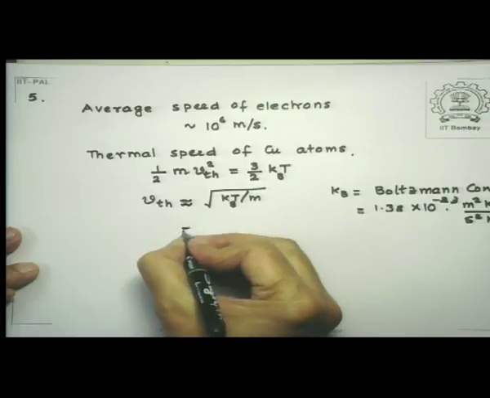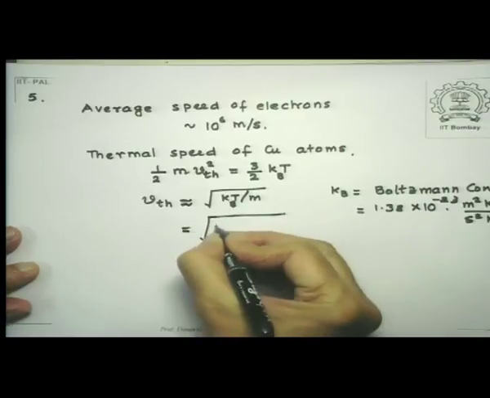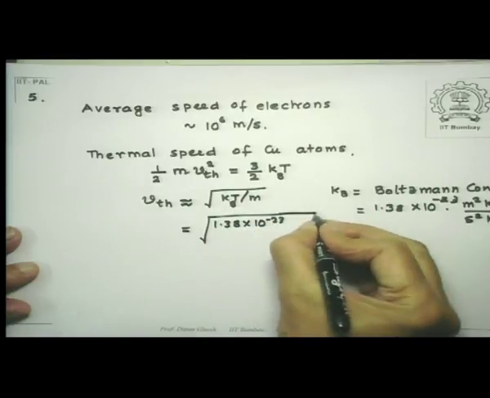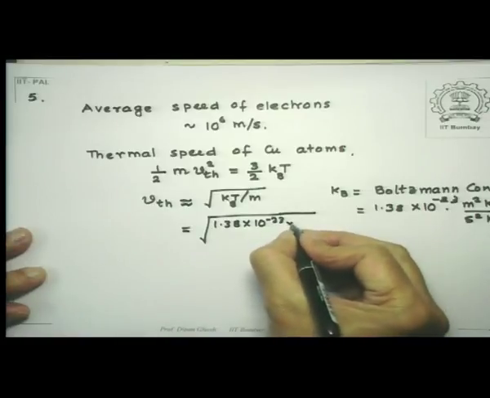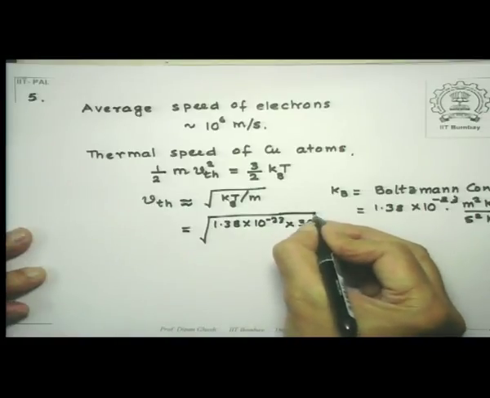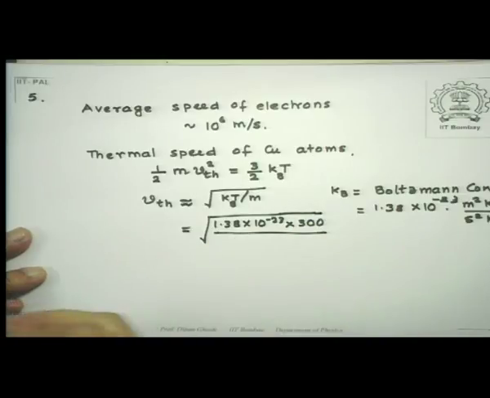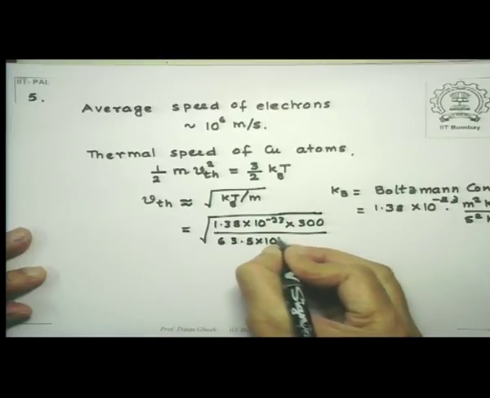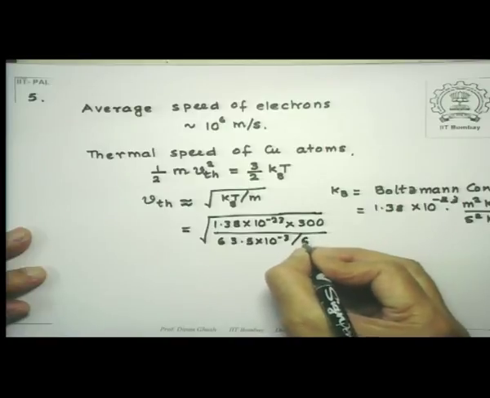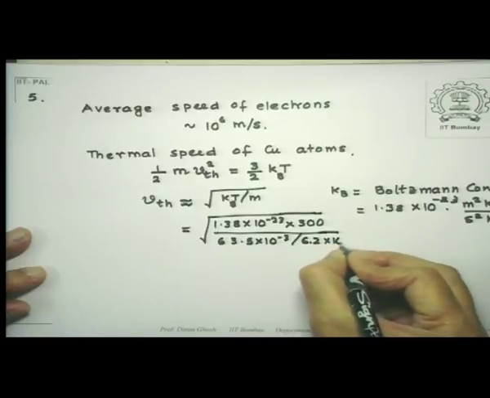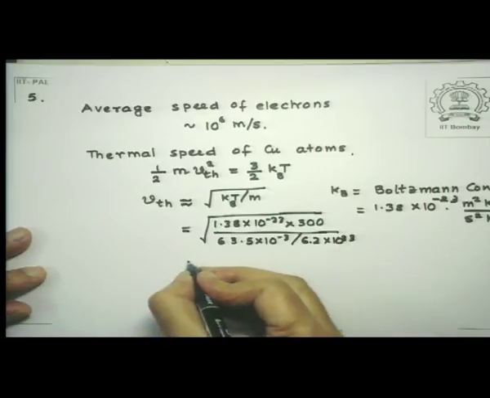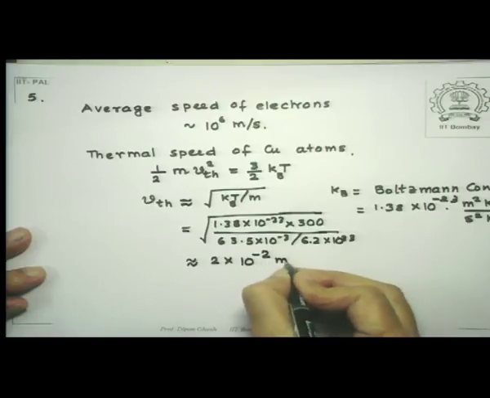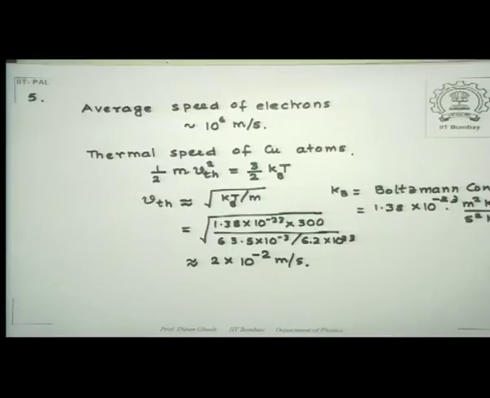Now if you substitute this, what you get is 1.38 into 10 to the power minus 23. Let us take the room temperature to be 300 Kelvin, divided by the mass of a copper atom, which we just now calculated to be 63.5 into 10 to the power minus 3 divided by Avogadro's number, 6.02 into 10 to the power 23. And if you calculate all this, it works out to about 2 into 10 to the power minus 2 meter per second.